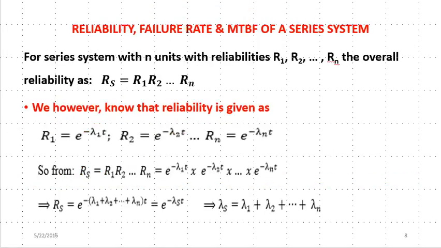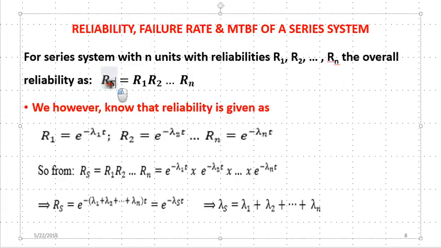Now, knowing these two rules, that is the addition and the multiplication rules, we are going to evaluate the reliability and the failure rate and mean time between failure for the series system first, and then we go and do that for the parallel. In the series system, we know if we have n units and each one has a reliability R1, R2 up to Rn, the overall reliability of the series should be R1 times R2 times R3 up to Rn.